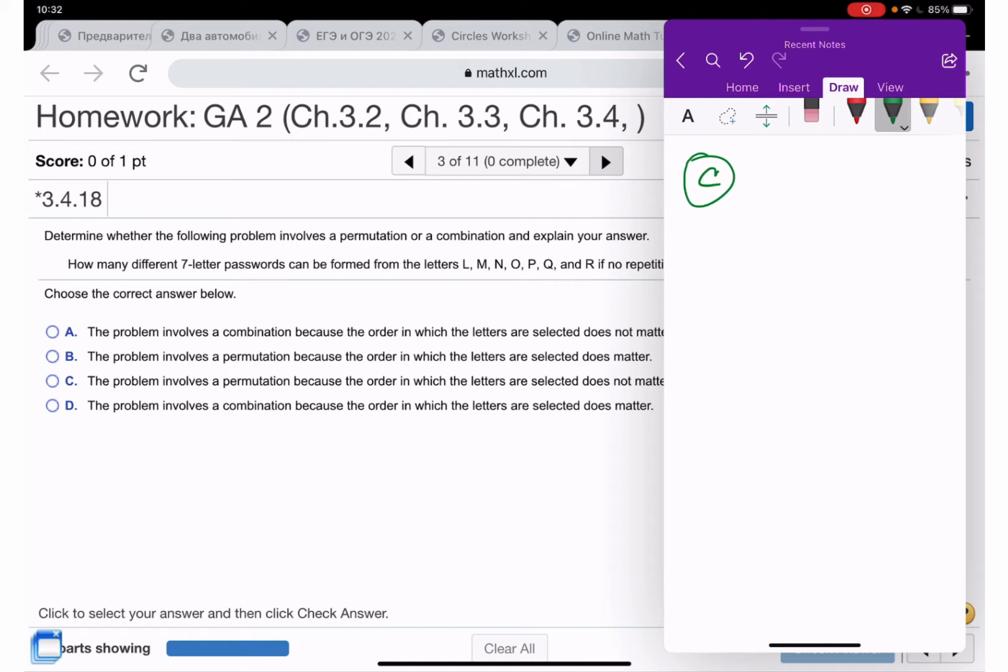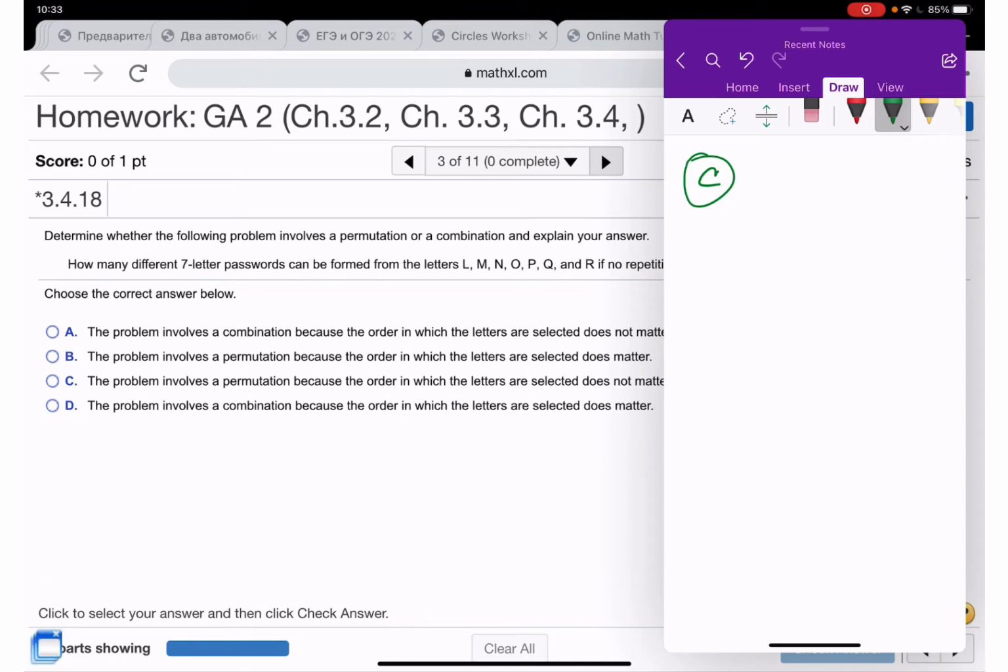Determine whether the following problem involves permutation or combination and explain your answer. How many different 7-letter passwords can be formed from letters L, M, N, O, P, Q, and R if no repetition of letters is allowed? Okay, this problem involves permutation. Why? Because the order in which the letters are selected does matter. Look at that, L, M, N, O, P, Q, R. They are in order, right?